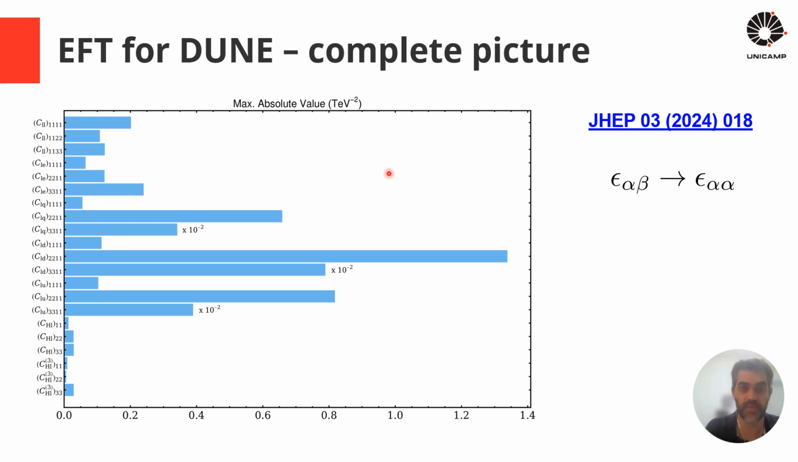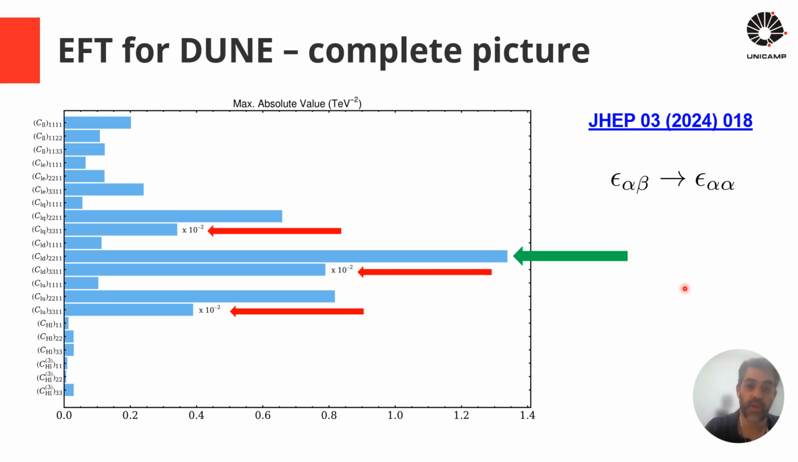So as you can immediately see, there are three guys that are quite promising. These guys here, because they are multiplied by 10 to minus 2, which are connecting tau. So you have taus connecting with the quarks. So these three guys can be very important for DUNE. And also there is this guy here, which is connecting the muon with the down quark, okay?